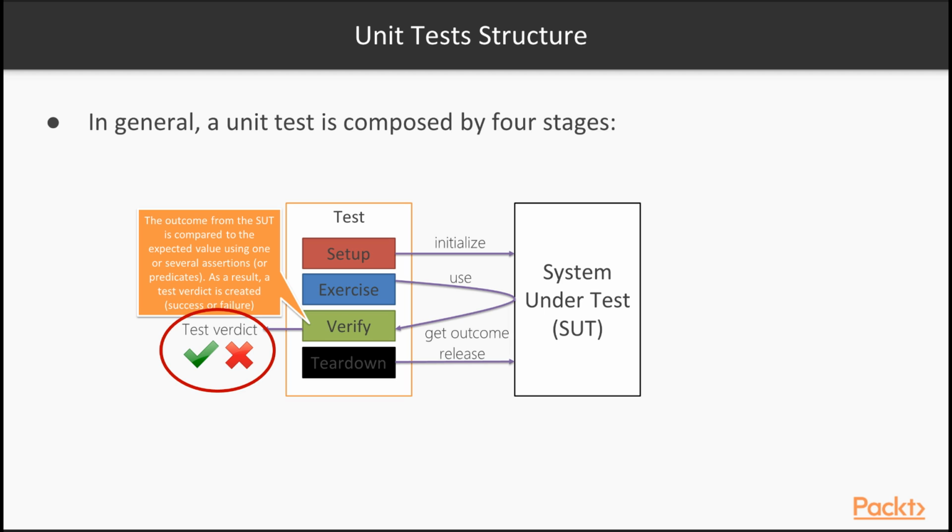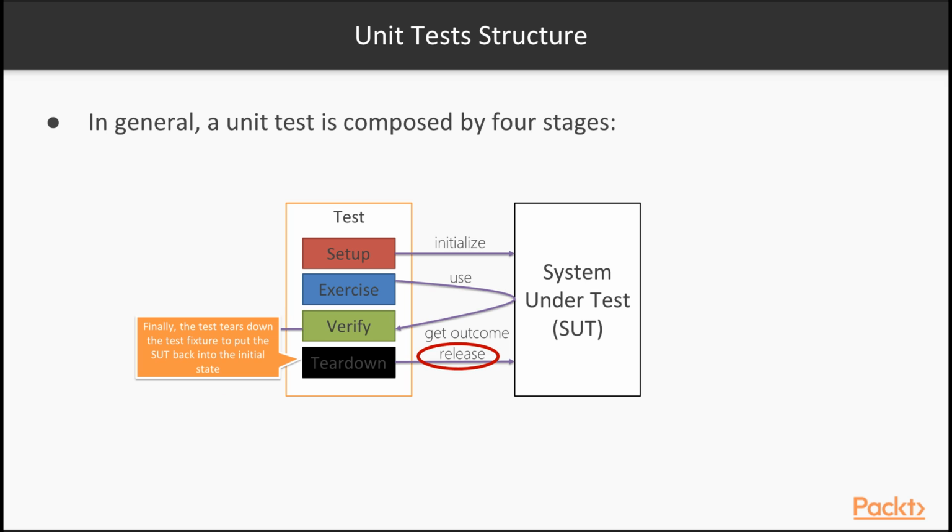In the verify stage, the outcome from the system under test is compared to the expected value using one or several assertions, also known as predicates. As a result, a test verdict is created. A test verdict can be seen as a Boolean value which indicates if the test is a success or a failure. Finally, we find another optional stage called teardown. In this step, the test releases the test fixture to put the system under test back into the initial state.